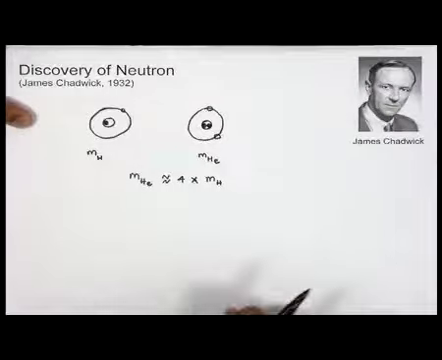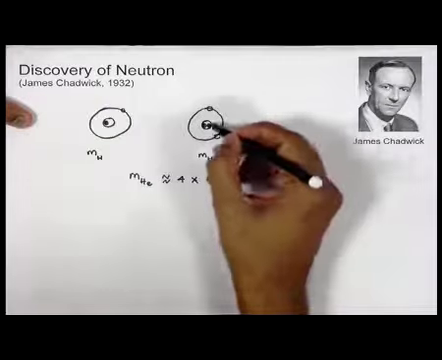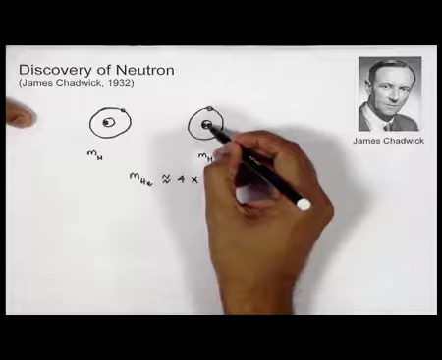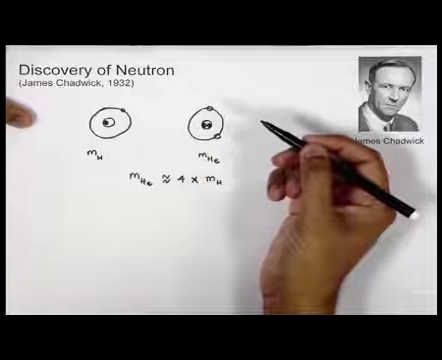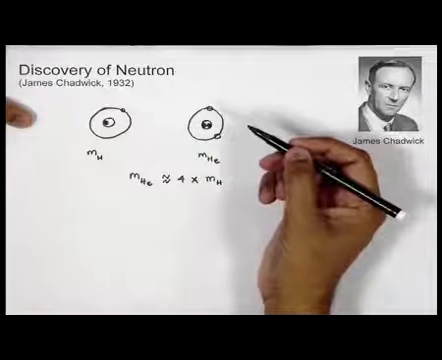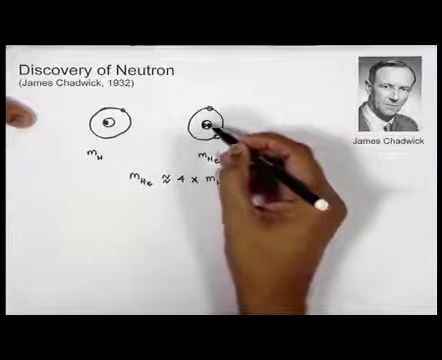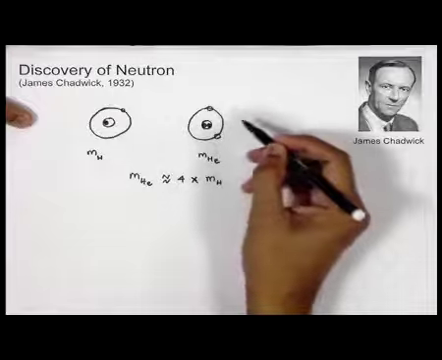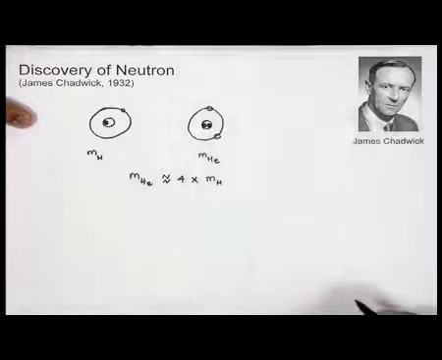This is one question. The other question is that if you look at the helium nucleus, it has 2 protons, and they are both positively charged particles. So why are they not repelling away from each other? Why is the helium nucleus still stable? They should simply go away from each other. This could not be explained from Rutherford's model.